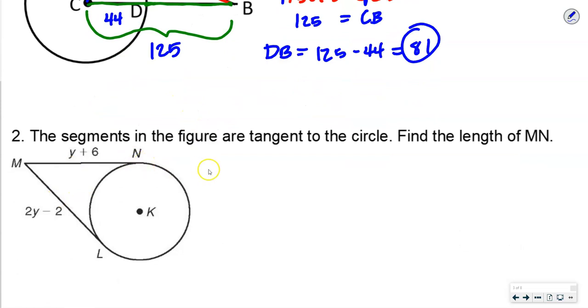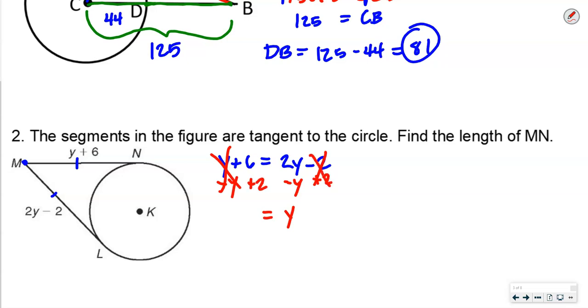The next one says the segments in the figure are tangent to the circle. Find the length of MN. So notice they both come from the same point. So we know that these two tangents are congruent. So y plus 6 is equal to 2y minus 2. I'm going to subtract y from both sides. So now those y's are gone. So I'm left with a y over here, and I'm going to add 2 to both sides. So the 2's are gone from there, and that's equal to 8.